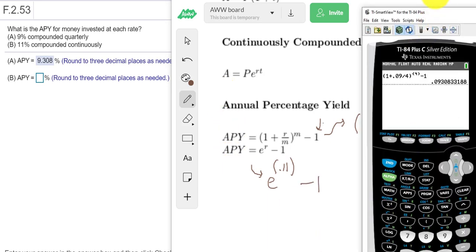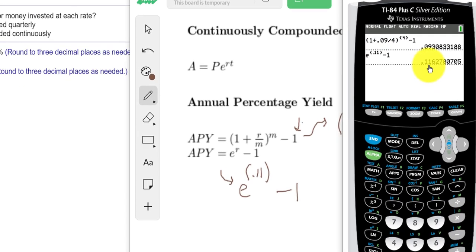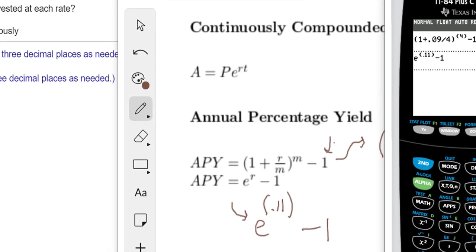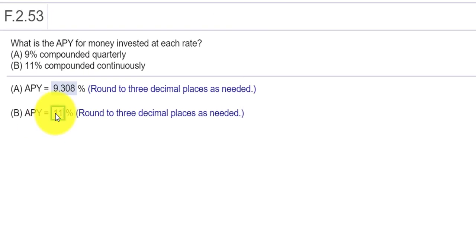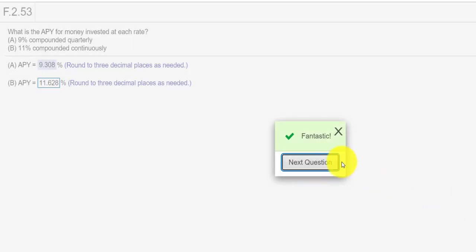Let's put that into our calculator. I go second. I use the division sign because E is above the division key. There's my E. Raised to 0.11. And I got to put the right arrow to make sure I bring my -1 down here. You don't want -1 on the same line as the 0.11. And we had 11.628 when we round. 11.628. I check answer, and we get the fantastic.